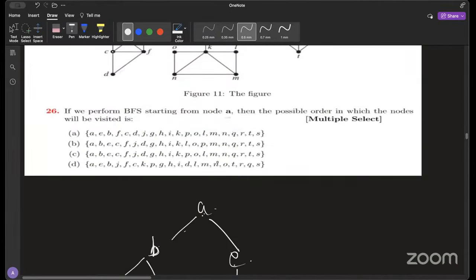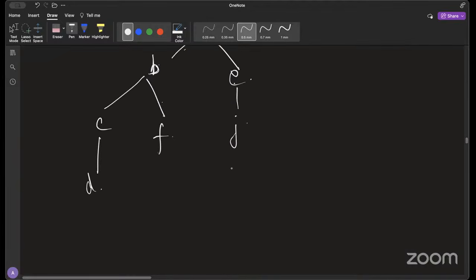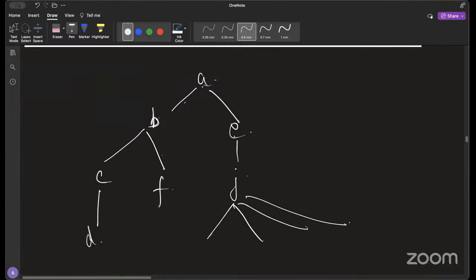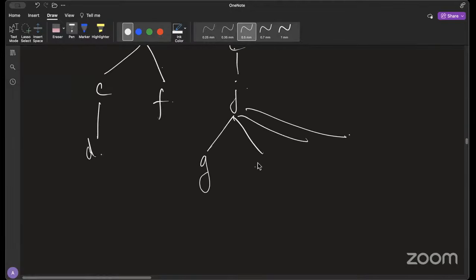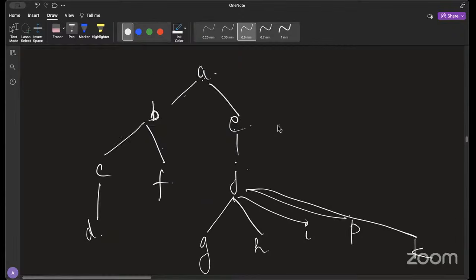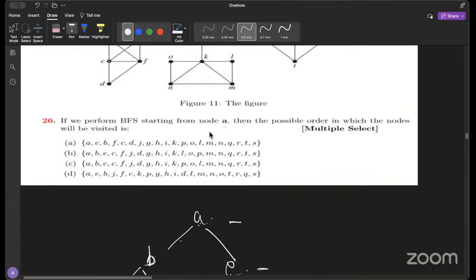J is directly connected to E, and E is already mentioned in the tree. Then you have H, I, G directly connected to J, and K and P as well. So G, H, I, P, and K. Okay, they're all on the same level. D is also on the same level as these ones. This is one level, then another level, then the next level.